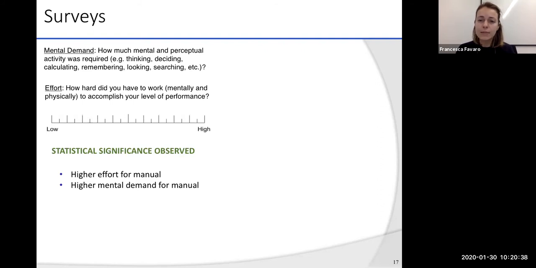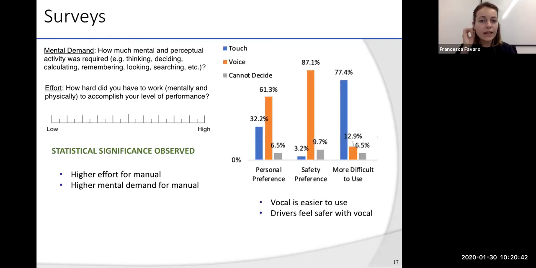We were asking them whether they thought they performed better, and whether they thought it was safer. Here also, the results were pretty clear. We were asking about personal preference, and about safety preference, what was more difficult to use for all the different interfaces, and a host of other questions, for which I refer you to the full report, because there are about 30 pages of results just for the subjective assessment. So vocal was easier to use.